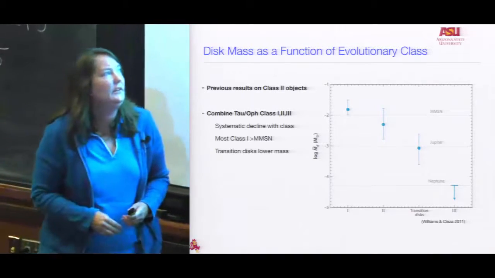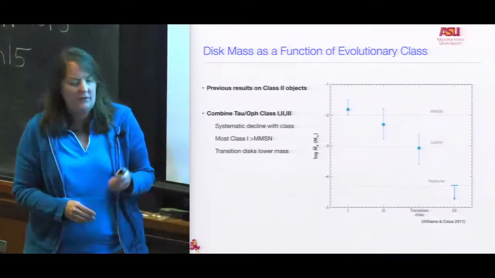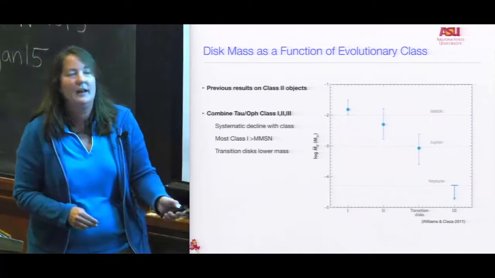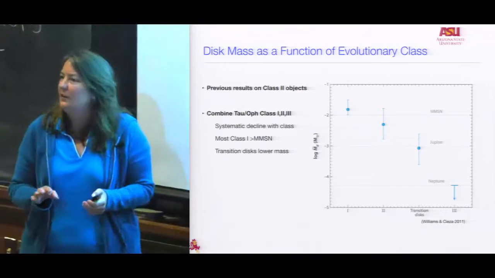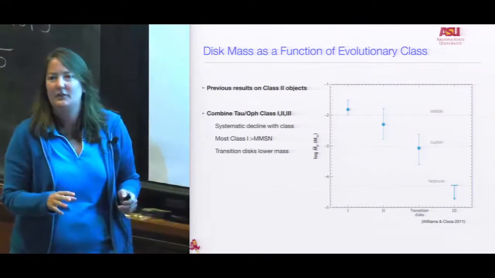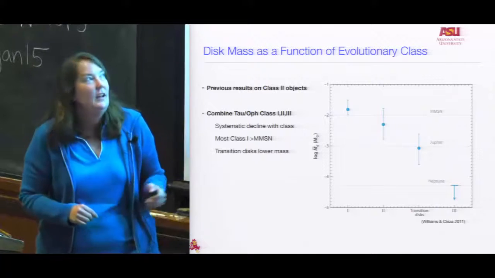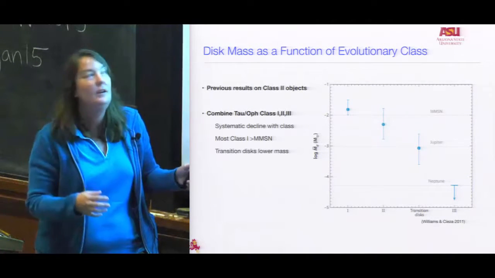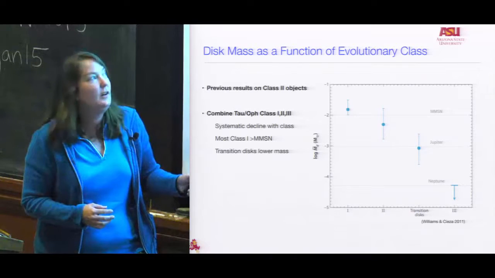Okay, and then if we look at now the disk mass as a function of the evolutionary class, we can understand whether the disk mass is declining. And this is a combination of data from Taurus and Ophiuchus. And what you see is that the class 1 objects certainly have more emission, a larger amount of mass.